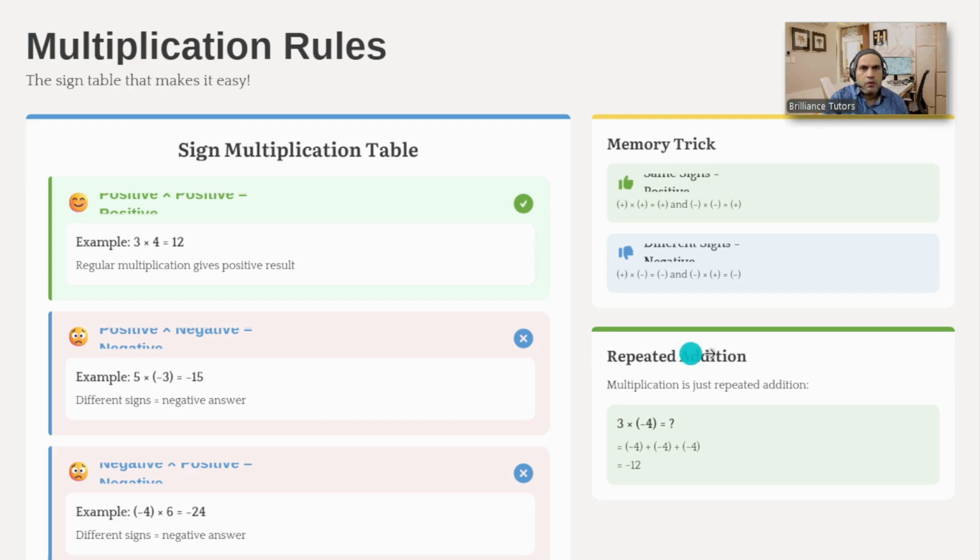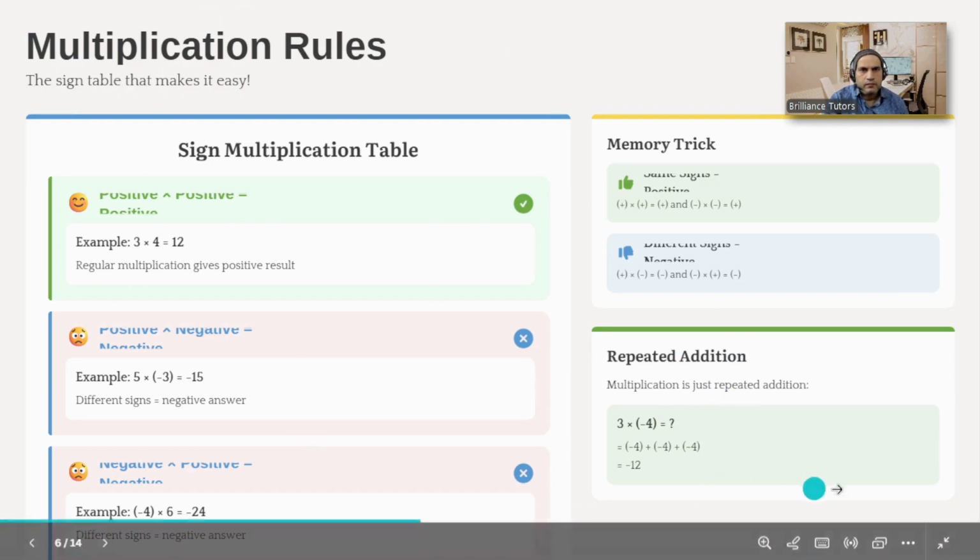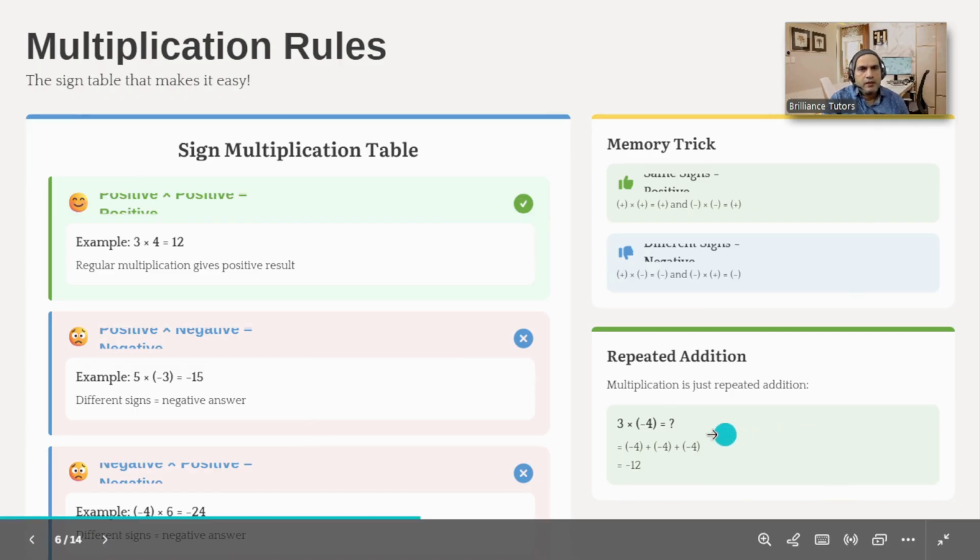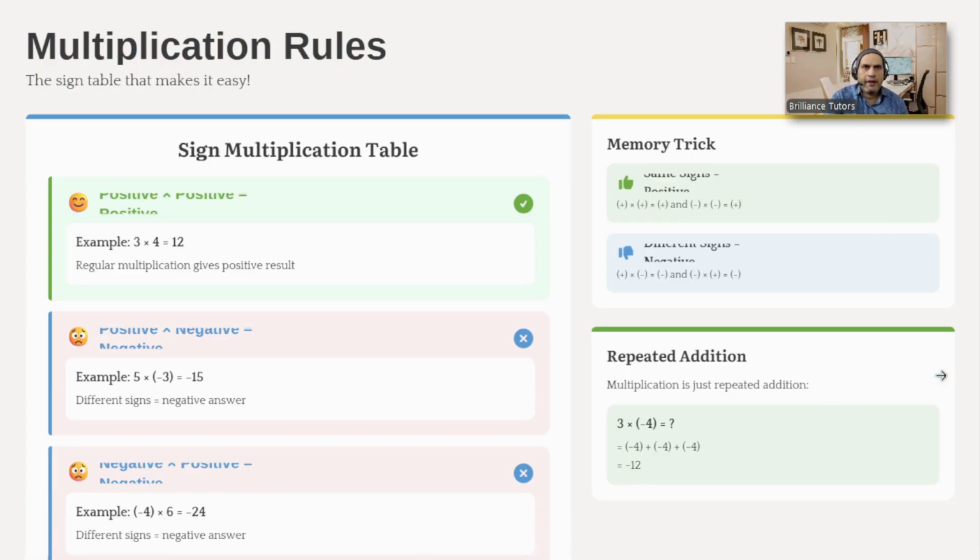Repeated addition. Multiplication is just repeated addition. So 3 times minus 4 is minus 4, minus 4, minus 4, it will be minus 12. I hope you will understand that.